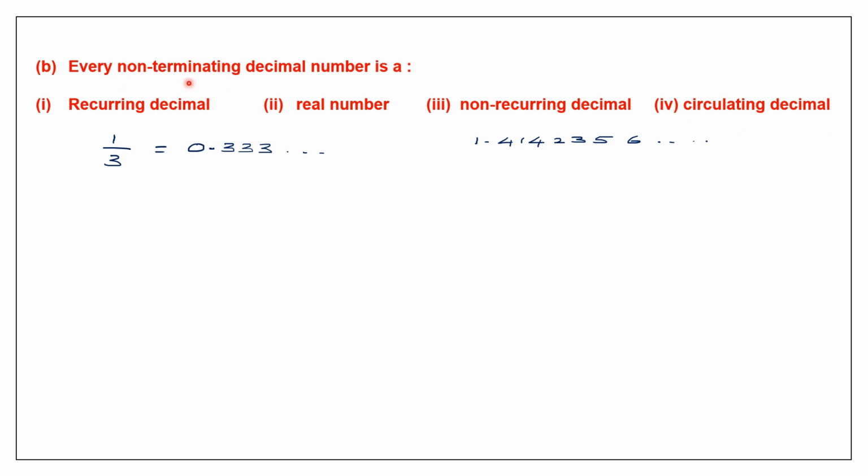Now, we have to choose the most appropriate answer. In that case, we have to choose option 2, a real number. Real numbers will include all rational and irrational numbers, and non-terminating decimals are real numbers because they also can be rational or irrational. So this answer can be option 1, it can be option 3, it can be option 4, but we have to choose the most suitable one, and that is option 2. Every non-terminating decimal number is a real number.